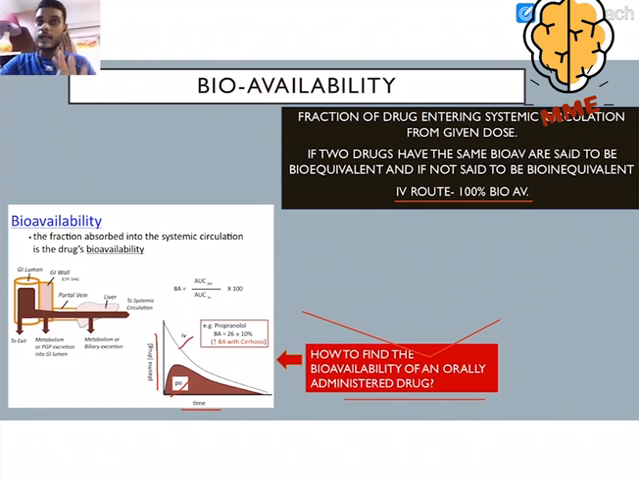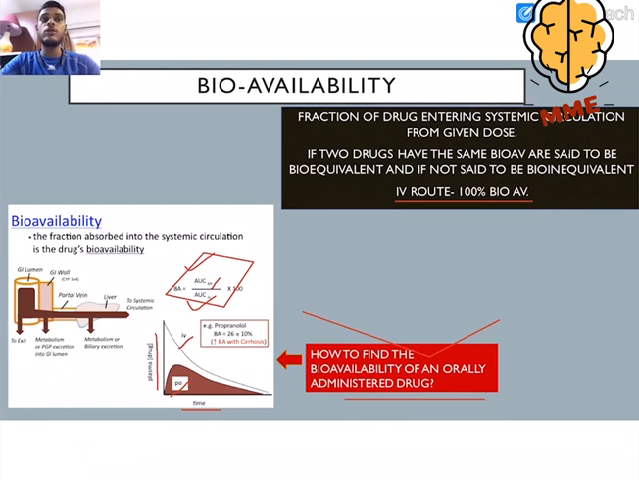Now, after we have plotted these two curves, what we simply do is we find the area under the curves, right? The area under the curve when we administer the drug orally, divided by the area under the curve after we administer the drug intravenously, and then multiply it by 100. Simple. And this calculation gives us the bioavailability of the particular drug. Okay, so this is a very important viva question, as well as it is often asked as a part of your long question in your university examination, right?